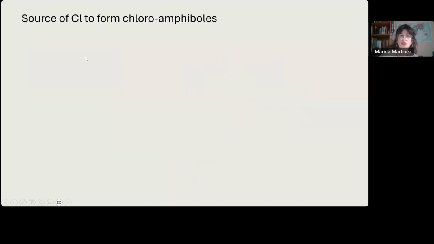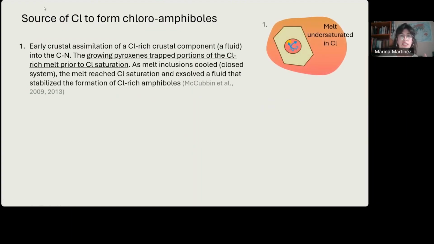So what is the source of chlorine to form chloroamphiboles in these late forming nakhlites? The studies were suggesting that there were 3 different possibilities. We had an early crustal assimilation of this chlorine-rich crustal component into the whole system, and then the growing pyroxenes trap portions of the chlorine-rich melt prior to chlorine saturation, and as melt inclusions cooled, the melt reached chlorine saturation and exsolved a fluid that stabilized the formation of chlorine-rich amphiboles. That could be one model.